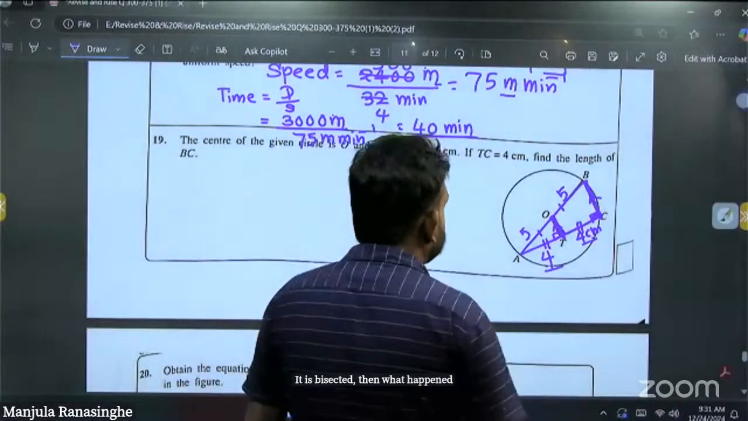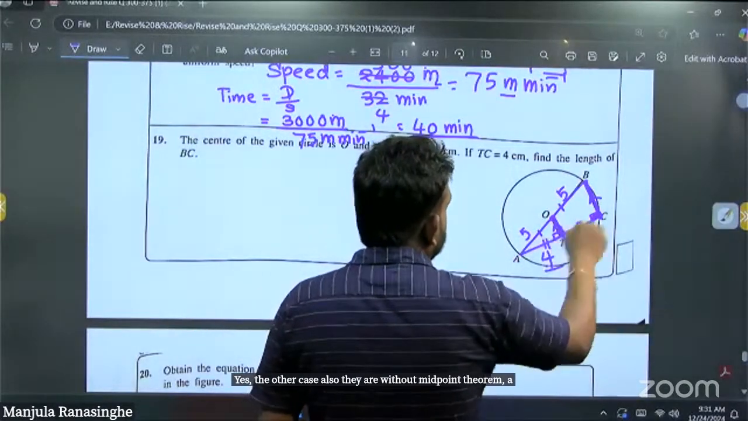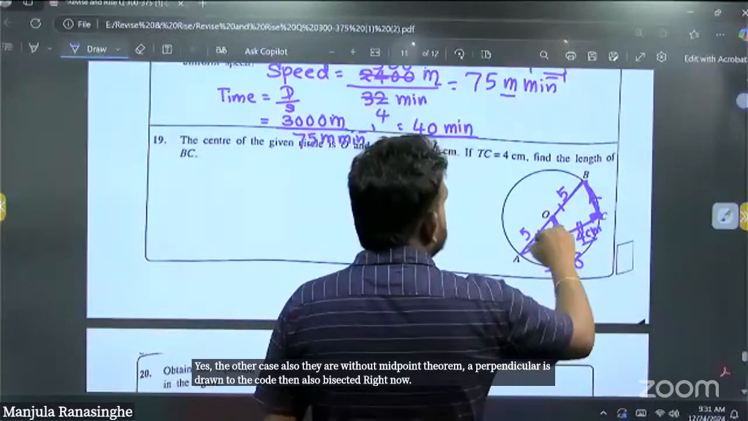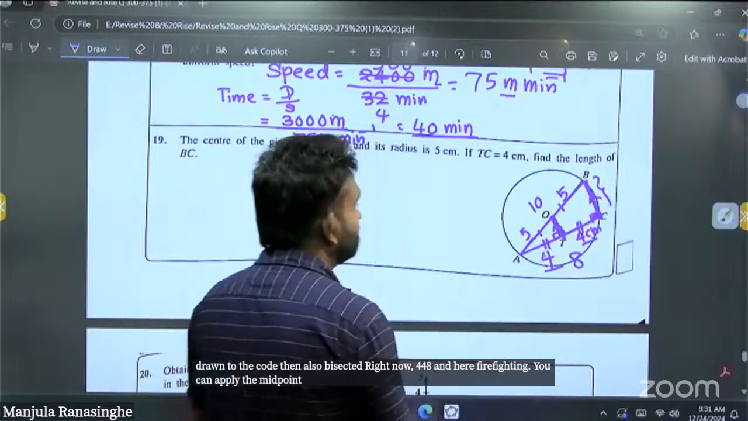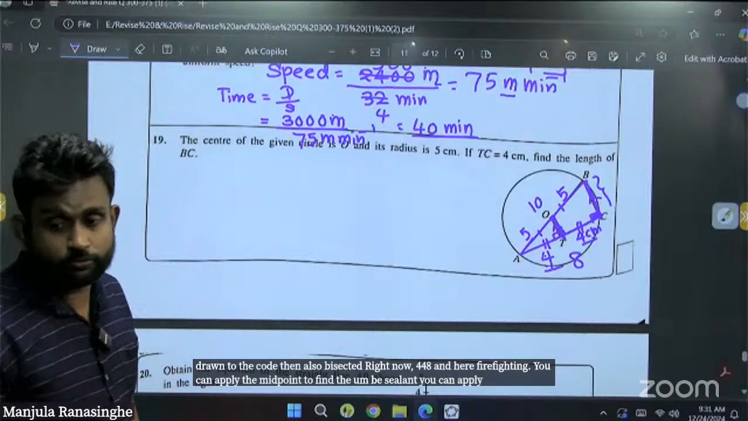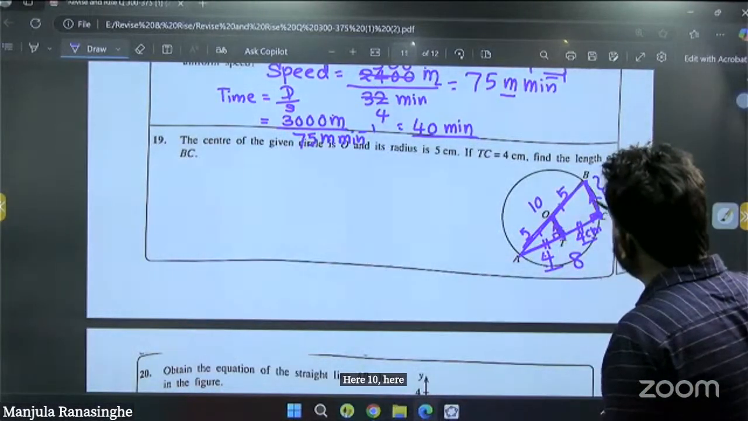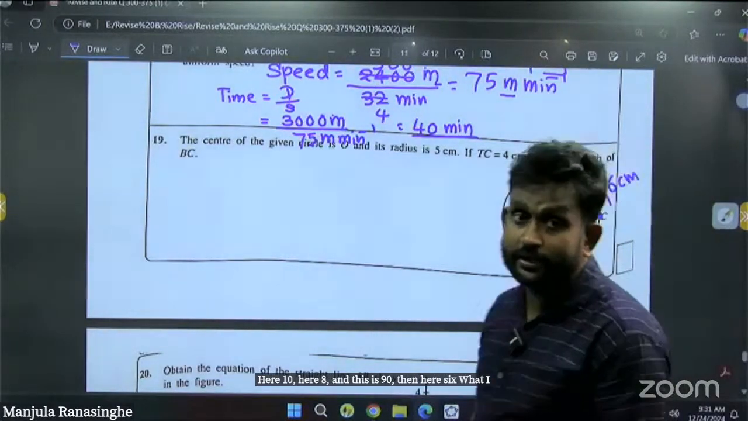Yes, the other case also, there without the midpoint theorem, a perpendicular is drawn to the chord, then it is also bisected. Right now 4, 4, 8 and here 5, 5, 10. You can apply the midpoint theorem to find the BC length. You can apply the Pythagoras theorem also. Here 10, here 8 and this is 90, no? Then here 6. What I mentioned, the Pythagoras triple 10, 8, 6.